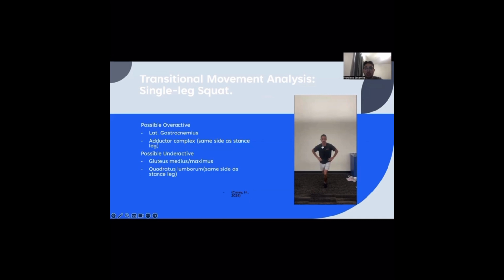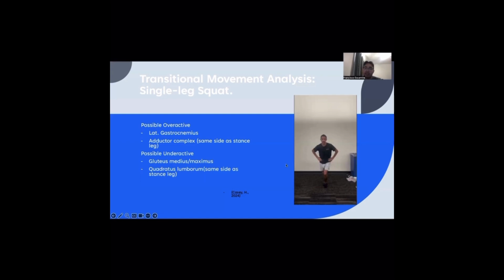Hello, my name is Francisco Escamilla, and I'm going to be presenting the part of our movement which is the transitional movement analysis on the single leg squat. In the video that we have on the side, we have our client caving in the knee on the single leg squat, as well as dropping the hip once they're going into the squat position.